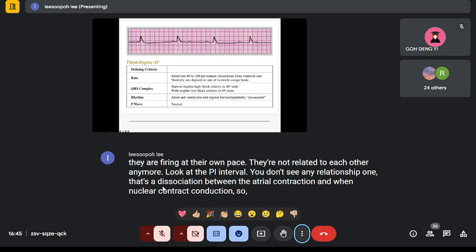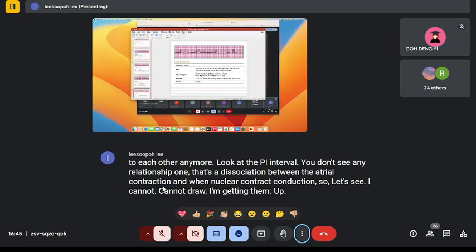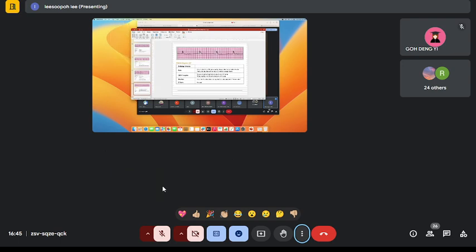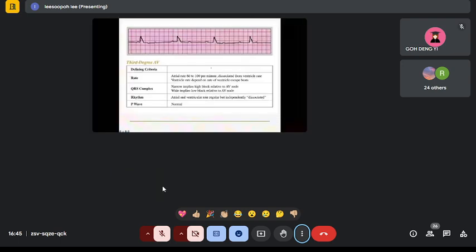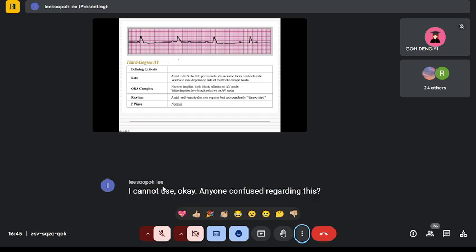So let me see. I cannot draw. I'm getting the marker. Tools. I cannot use. Okay. Anyone confused regarding this or not?